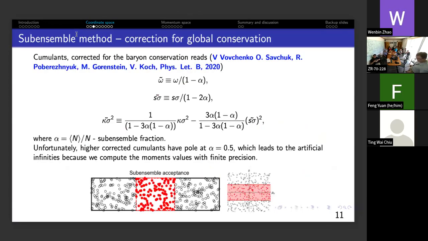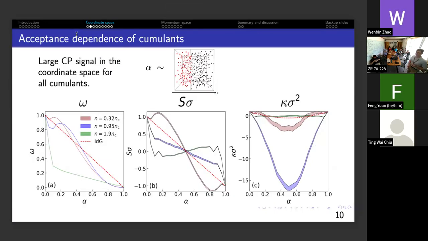What is alpha? Alpha is depicted here. It's the fraction of the total. You have one box and then you look at a sub box, and alpha is the fraction of the size of the small volume relative to the large volume.